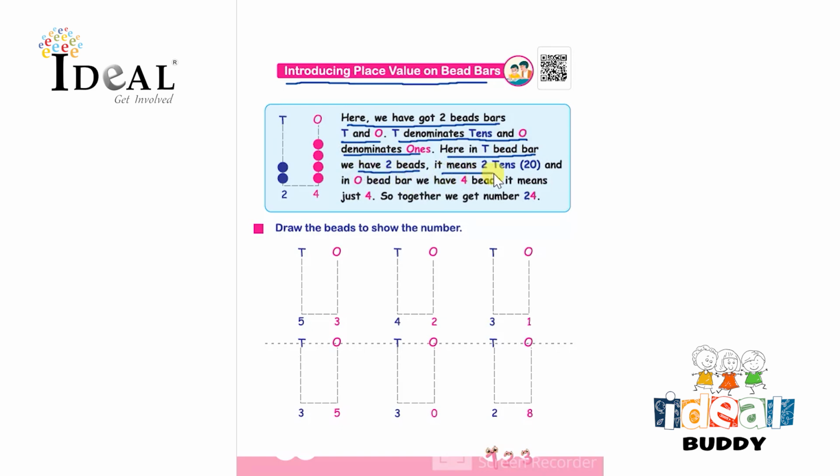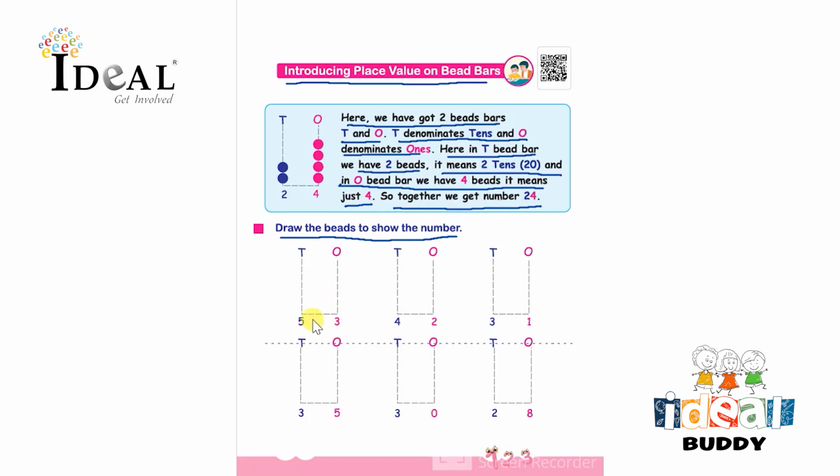It means 2 tens is 20 and in the O bead bar we have 4 beads. It means just 4. So together we get the number 24. Draw the beads to show the number. So over here the child has to draw the beads to show the respective number.